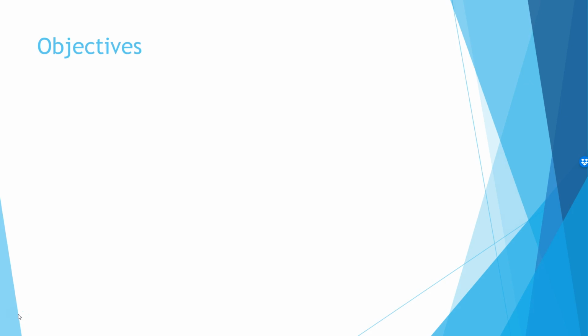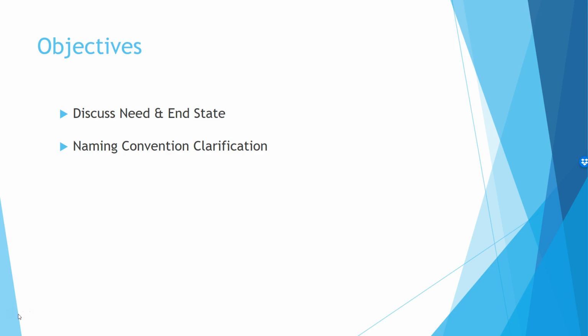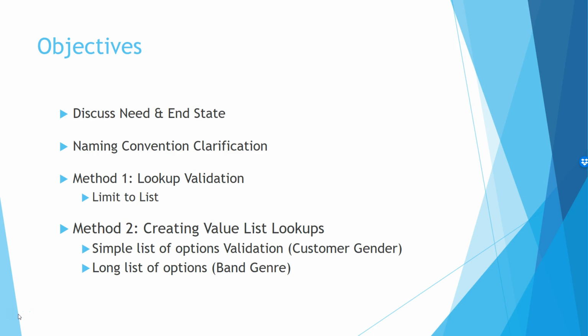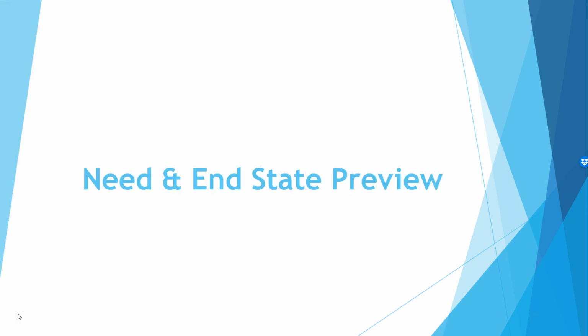Our objectives for this video are: discuss the need and the end state, naming convention clarification. We're going to look at method 1, which is the lookup validation, limit to list and what that does. We're also going to look at creating value list lookups and a simple list of options validation using customer gender. Then we're also going to consider a long list of options, band genre. Need and end state preview.